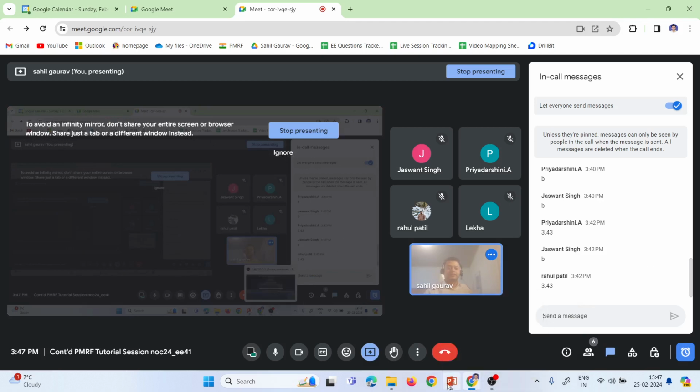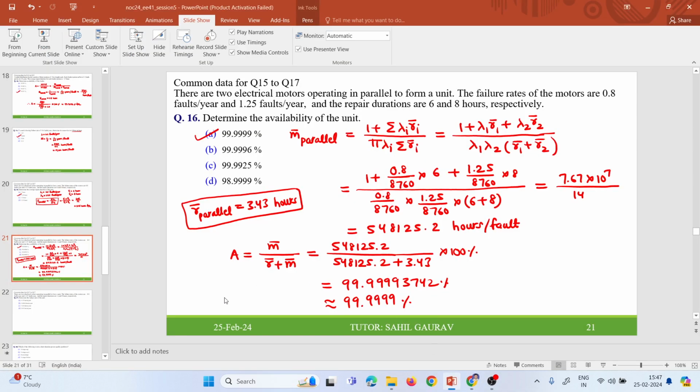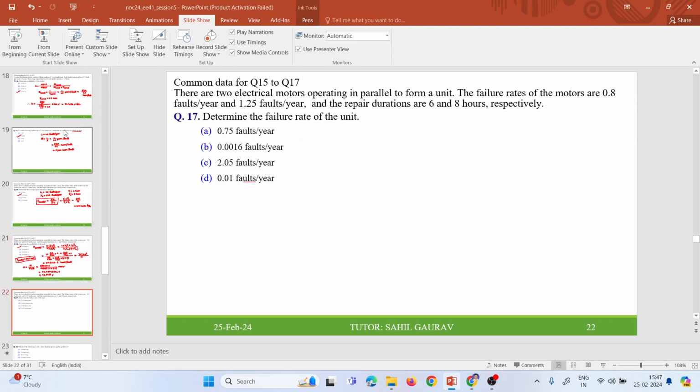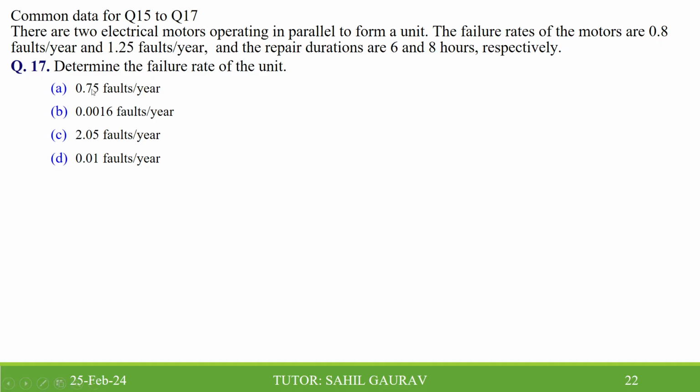Yes, I think no one tried this. So let us move to the next problem. Here you have to find the failure rate of the unit. Failure rate of the unit means mean failure rate.